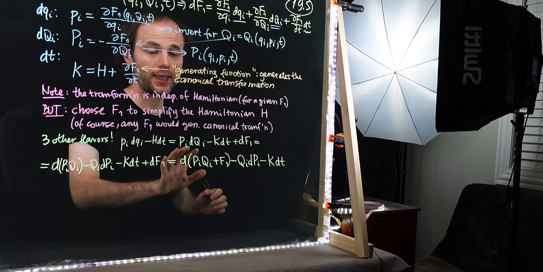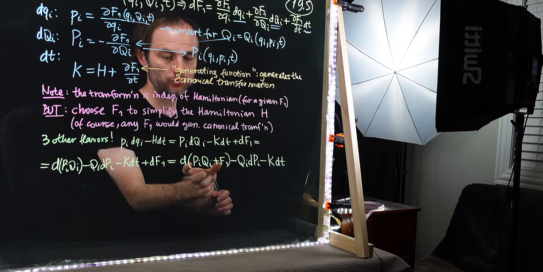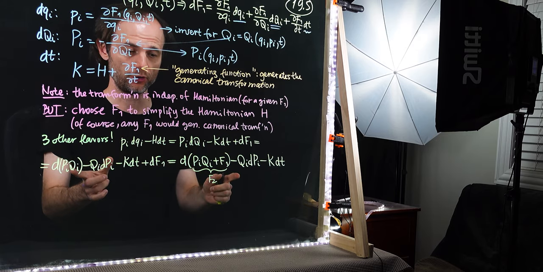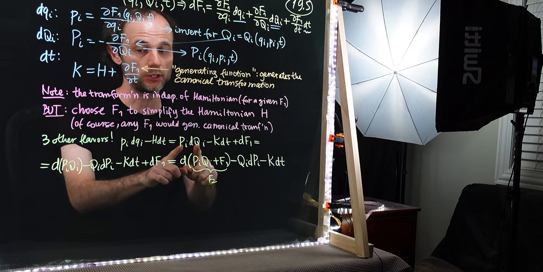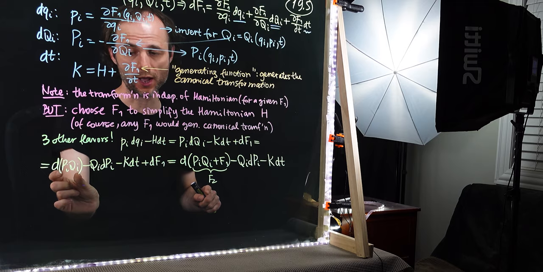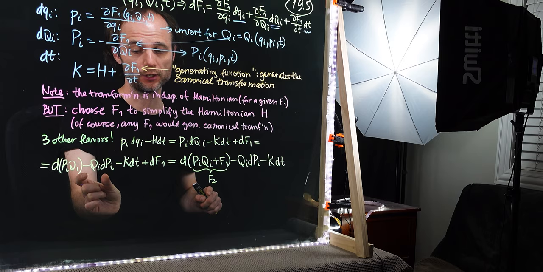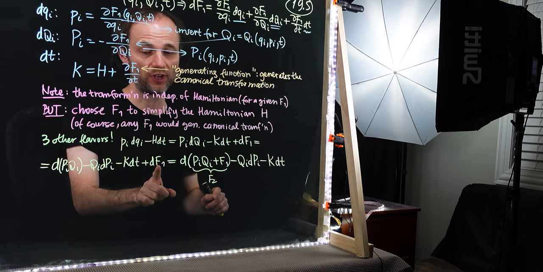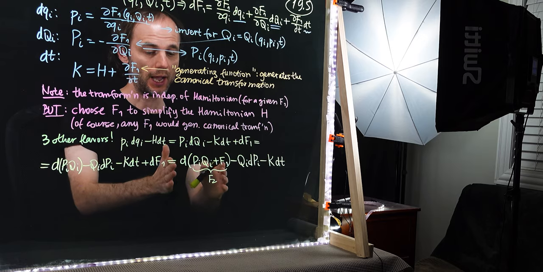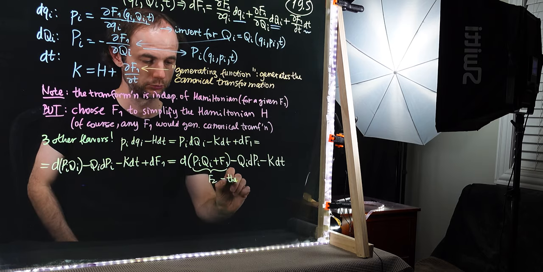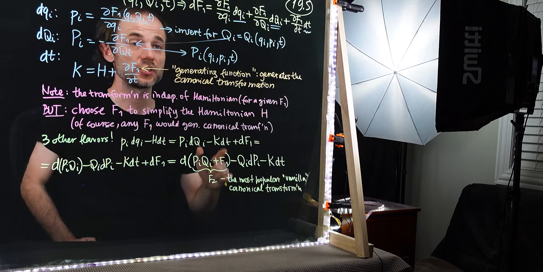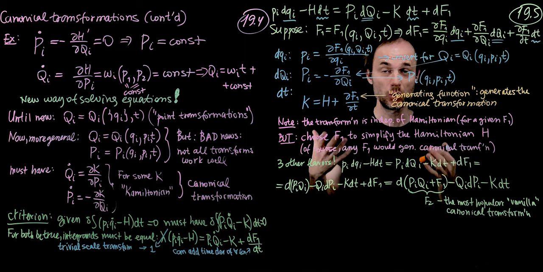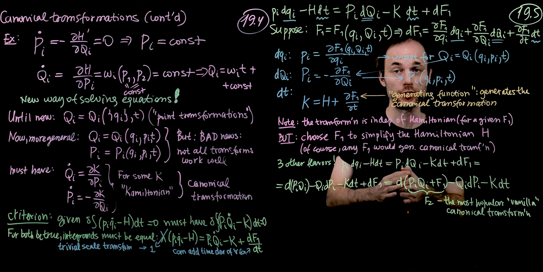So what we can do is we can switch from F1 to a new function, F2, by rearranging the differentials. So for instance, we can go from pi dqi to d of pi qi, which means that we have added an extra term, which we can now subtract to keep the equality. And we can absorb the differential of F1 into the differential of pi qi, giving us the new generating function, F2. This gives us the most popular or vanilla canonical transformation. By collecting the terms, now we can express the coordinates in terms of the derivatives of F2, just like we did for F1.